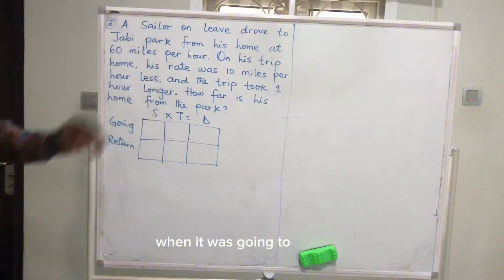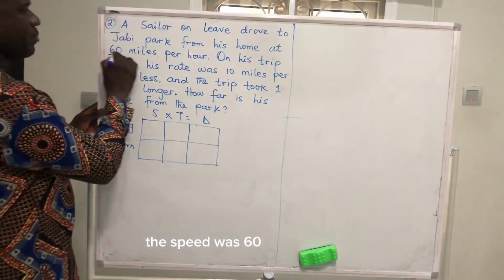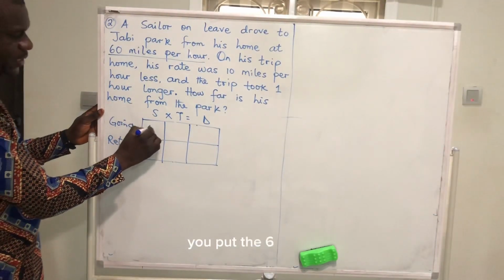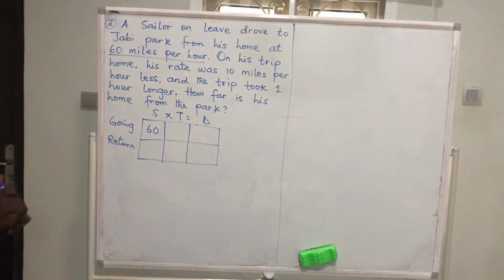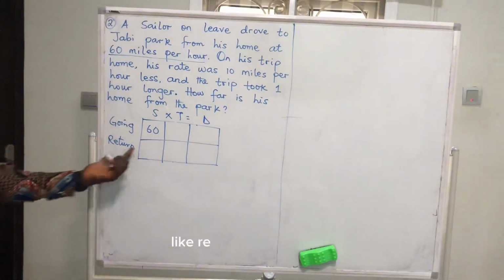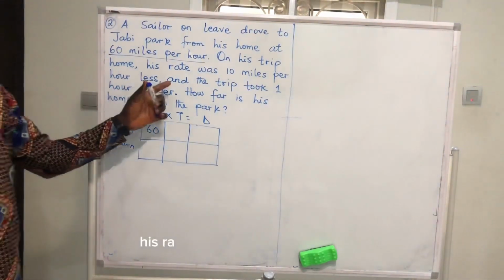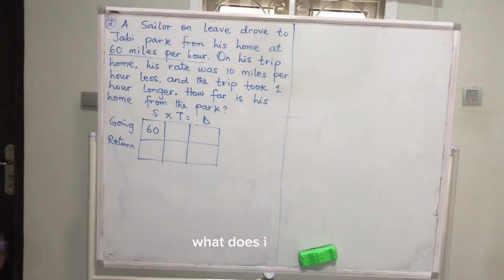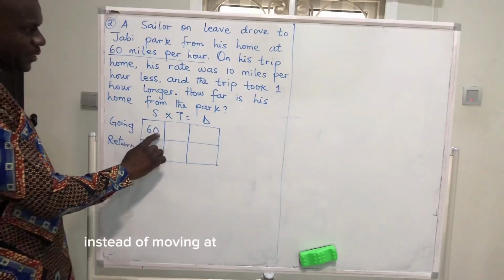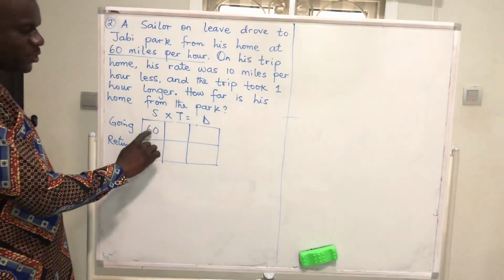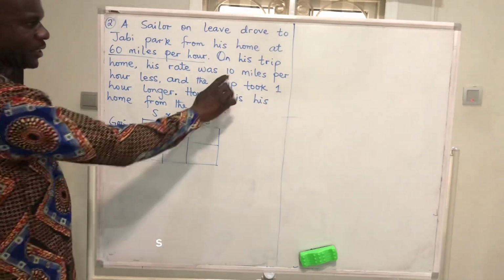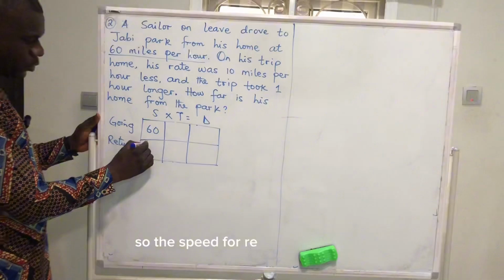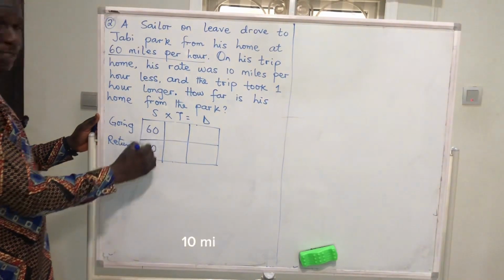When he was going to the park, his speed was 60 miles per hour. You come to the space of speed, you put the 60 here. On his trip home, like returning back home, his rate was 10 miles per hour less. What does it mean? Instead of moving at a speed of 60 miles per hour, he reduced the speed to 50 miles per hour since it's 10 miles per hour less. So the speed for return will be 50.